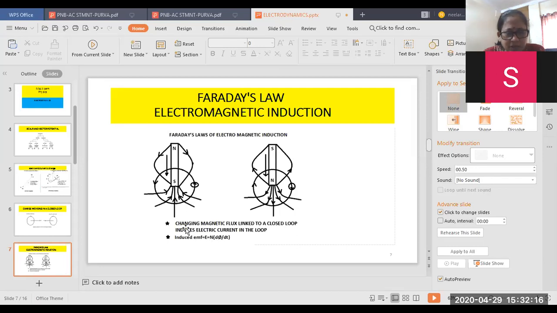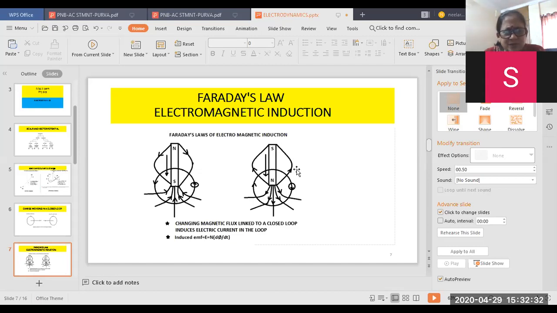Now what is the inference from this? Changing magnetic flux linked to a closed loop induces electric current in the loop. This you have studied in BSc. I will use this further in the next equations. That's why I am teaching you.